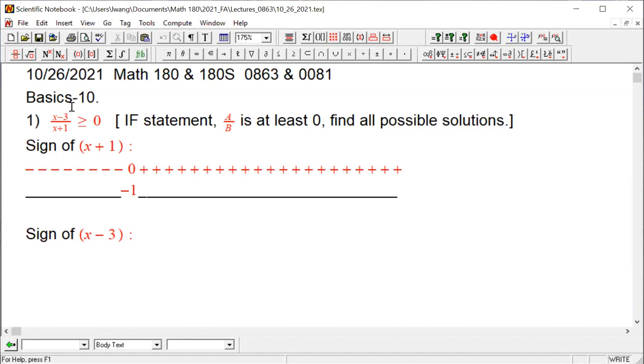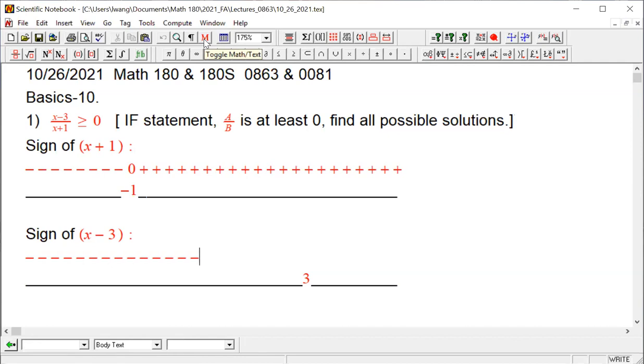Well, for x minus 3, when does x minus 3 equal 0? At 3, right? So when we choose a value less than 3 and plug in, the sign is going to be negative. At 3, it's going to be 0. When you choose a value larger than 3, it's going to be positive.